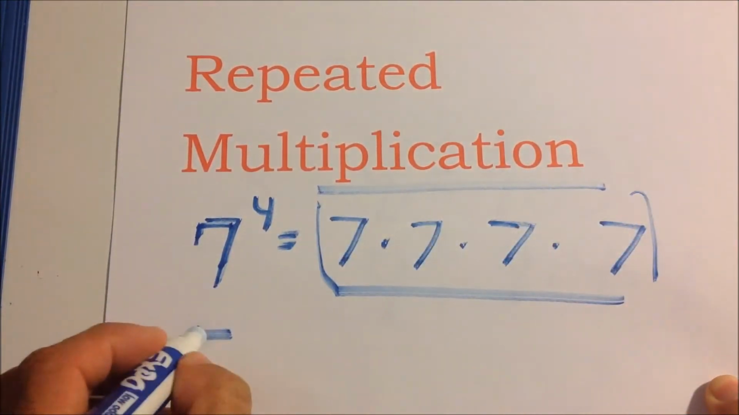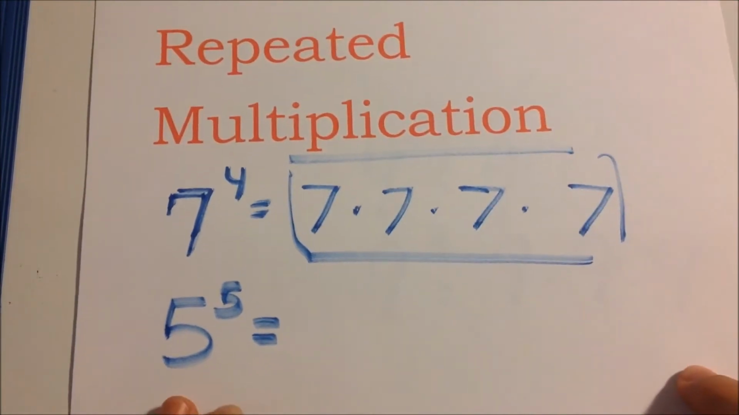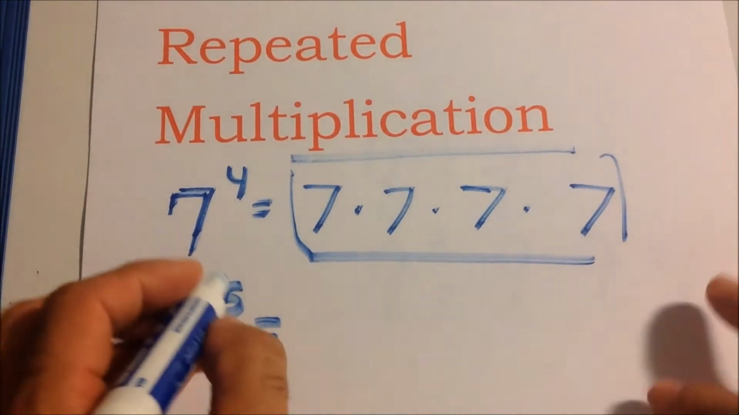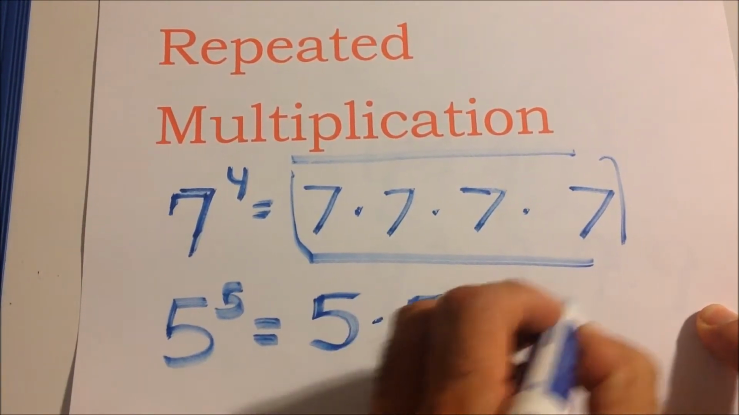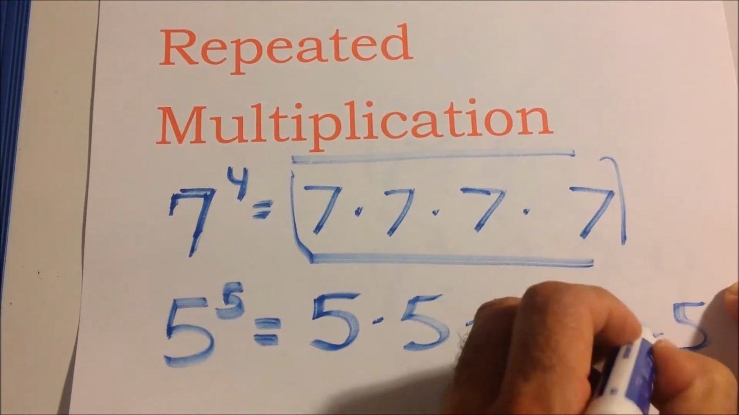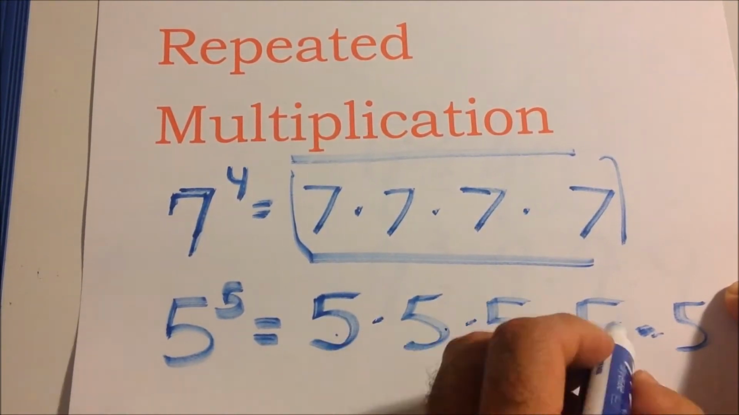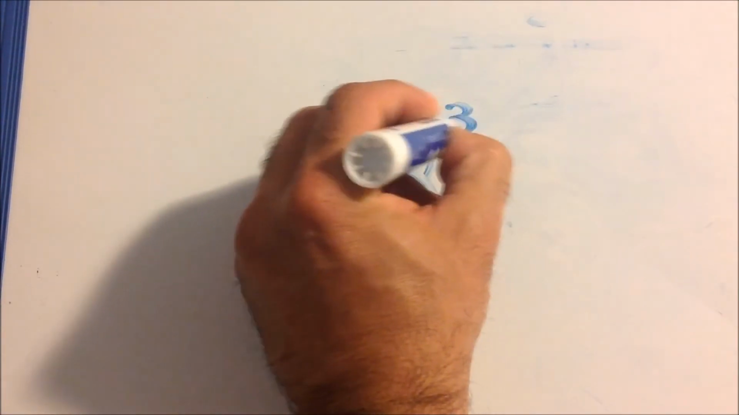So if I gave you 5 to the 5th power, and I said, write this in repeated multiplication, what would you do? Well, 5 times 5 times 5 times 5 times 5. Repeated multiplication. We should have 5 5s. 1, 2, 3, 4, 5. 5 5s.